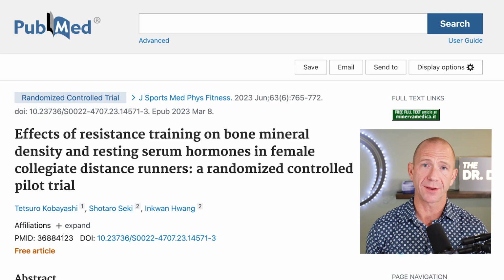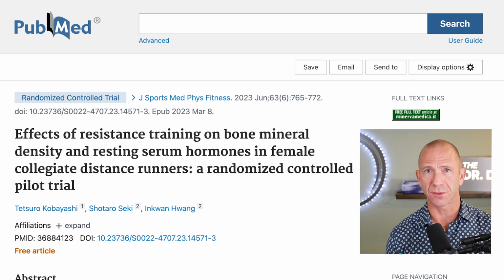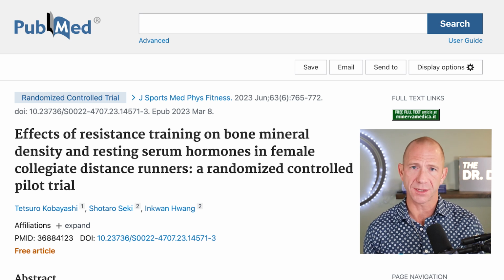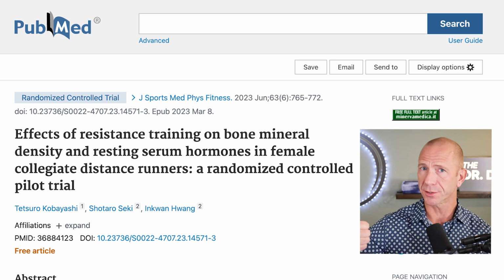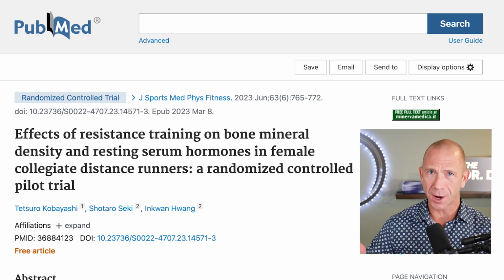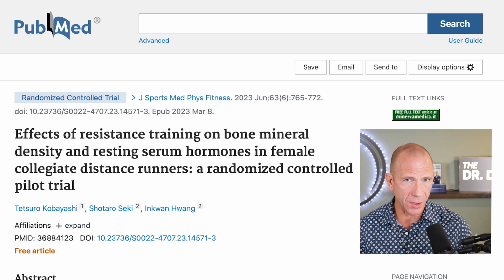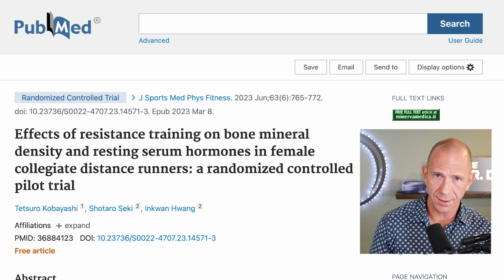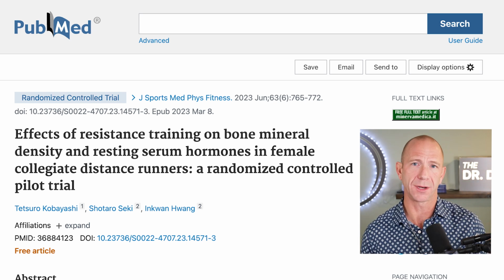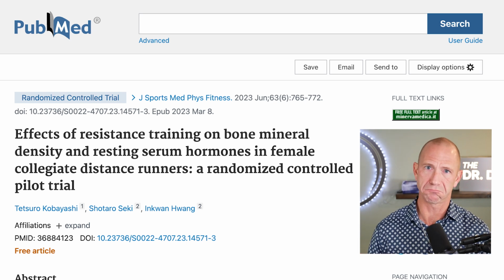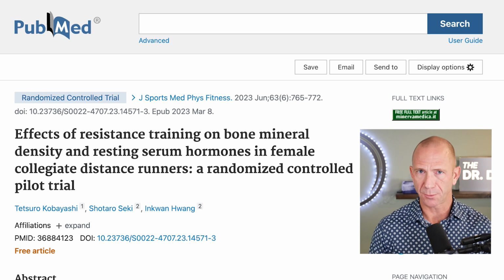This first study I want to look at is from June of this year, 2023. There were 4 groups in this study. They were looking at runners, so runners, pay attention. They had runners that ran alone, runners that ran and did resistance training, people that didn't run and did resistance training, and then people that didn't run and didn't do resistance training, so they did nothing. The study was 16 weeks long.